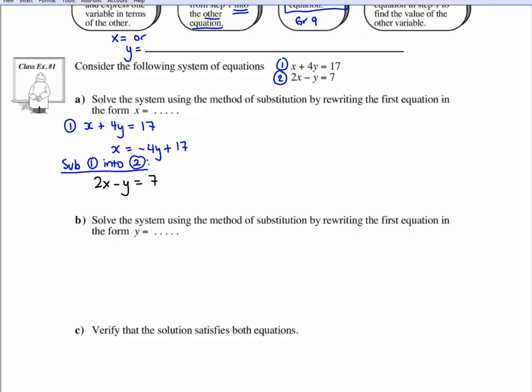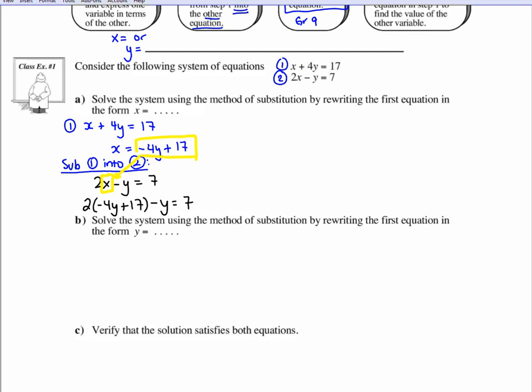But we now have what x equals, right? What is x equal to? Negative 4y plus 17. And so I'm going to replace the x. And that's what I mean by subbing 1 into 2. Because I isolated x here, I'm going to put it into the other equation now. Instead of writing x, what is x equal to? Negative 4y plus 17. We're subbing in.